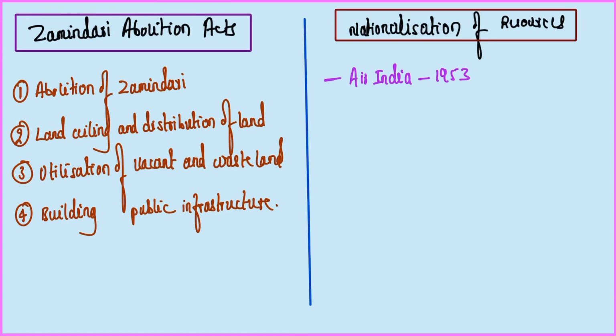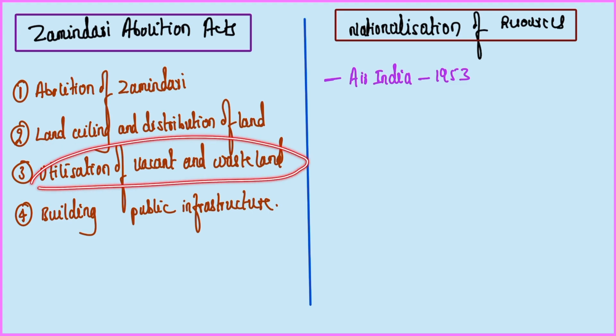Now, I just told you that both Parliament and state governments wanted to take different Zamindari abolition acts in order to give land from Zamindars to peasants. One of the acts was abolition of Zamindari. So basically, both the national government as well as state governments wanted to abolish Zamindari so that land can be given to peasants. Second was create land ceiling and give extra land to peasants.